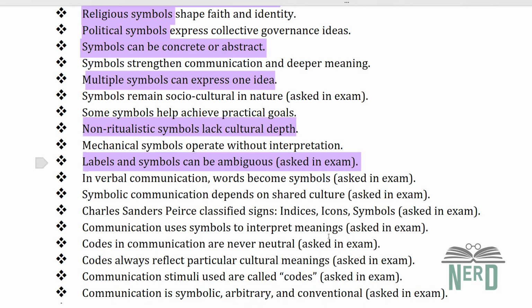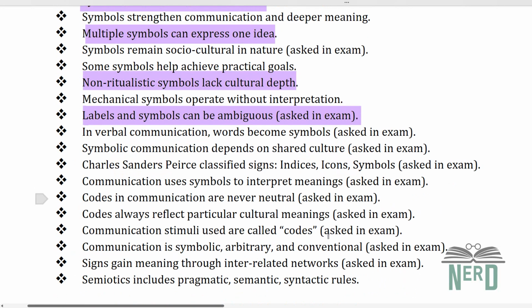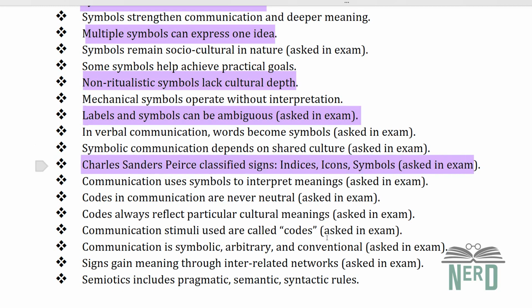When we study symbols seriously, we often explore the field called semiotics, which is the study of signs and their meanings. A major figure in this field is Charles Sanders Peirce, who classified signs into icons, indices, and symbols, a classification that has been asked in exam. Icons look like what they represent, indices point to something through connection, and symbols rely entirely on cultural agreement. Semiotics also reminds us that communication itself is a symbolic process, something that has been tested in exam. Communication happens when people use symbols to interpret meaning within their environment.